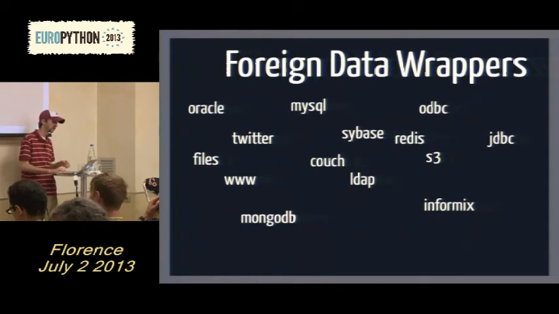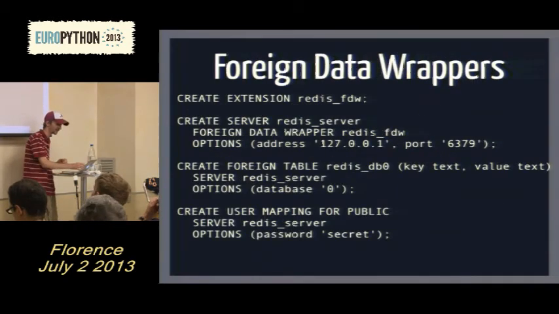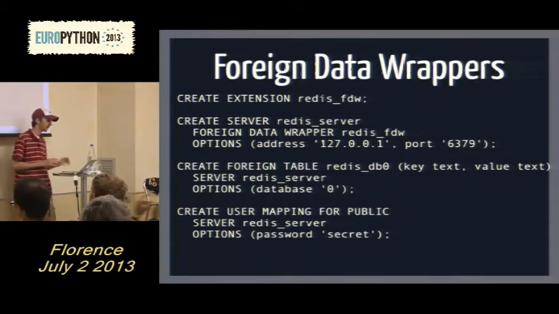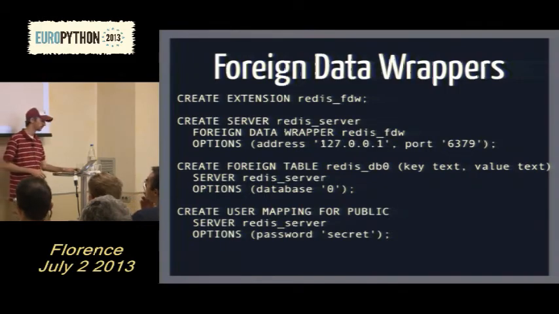MongoDB, Redis. So there's really quite a variety. There's more and more coming out, I think, every few weeks. To set it up, it looks something like this. You only have to do this once. You basically say, enable the extension, tell it where the server is, and then define your tables.